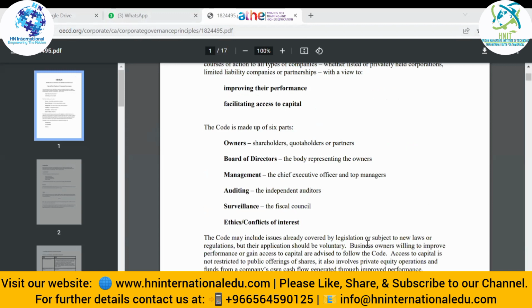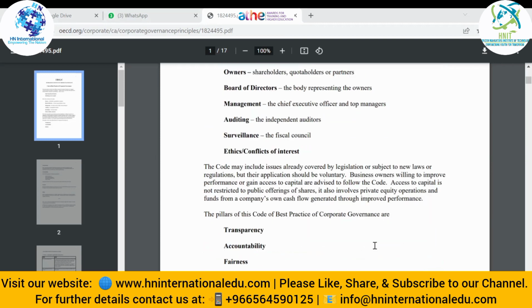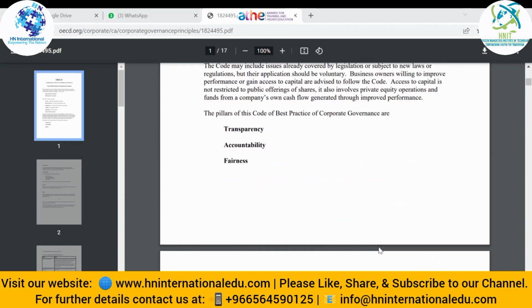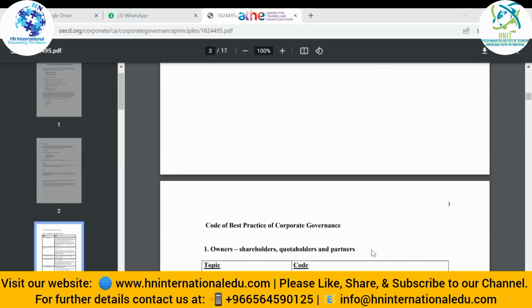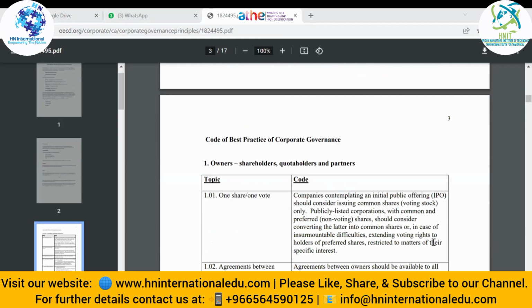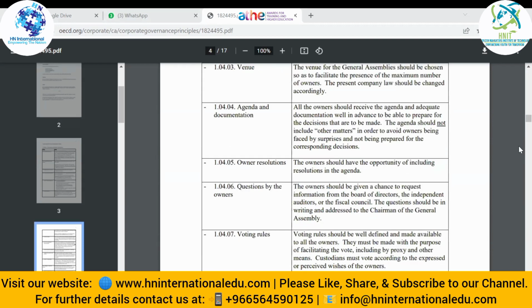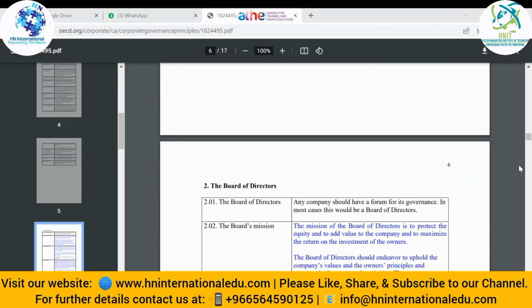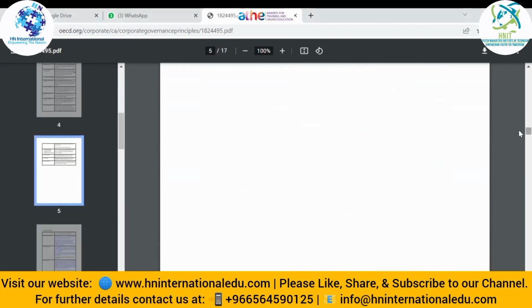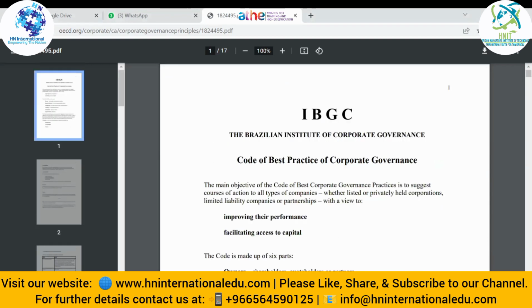They have owners as shareholders, quota holders and partners, the board of directors, the body representing the owners, management, auditing, surveillance, ethics. Their code stands on the pillars of transparency, accountability, and fairness only, no other pillars at all. Can you differentiate between them? It only depends on the country, what they want, what they are facing. Don't go into depth. You should just have an idea, so that if the examiner asks about the differences, you have some knowledge.